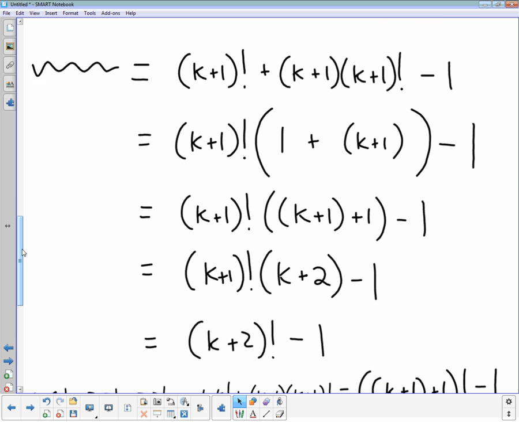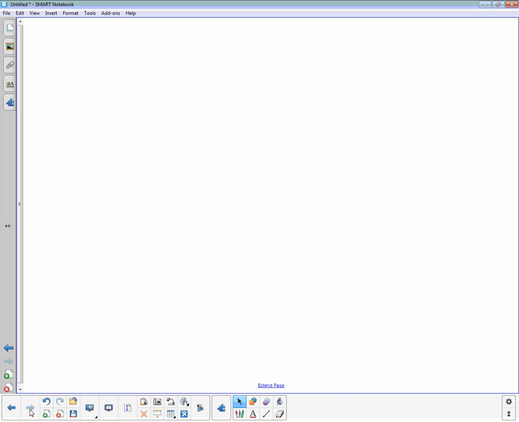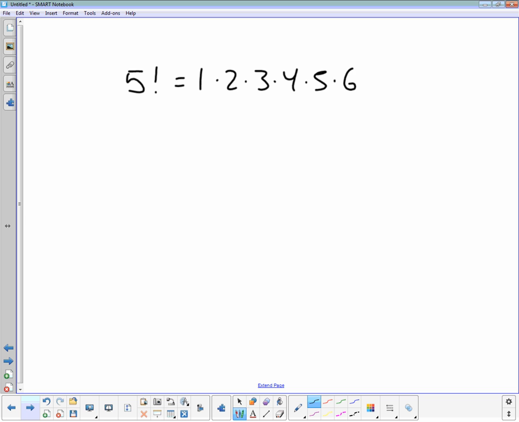Why didn't we? K plus 1 factorial is just a number. It's nothing magic. It's just a number. If you think about it, let's do it with a concrete example. 12 factorial is really easy. Let's do it with a smaller number so we can write it all out. 5 factorial. Right? We agree?